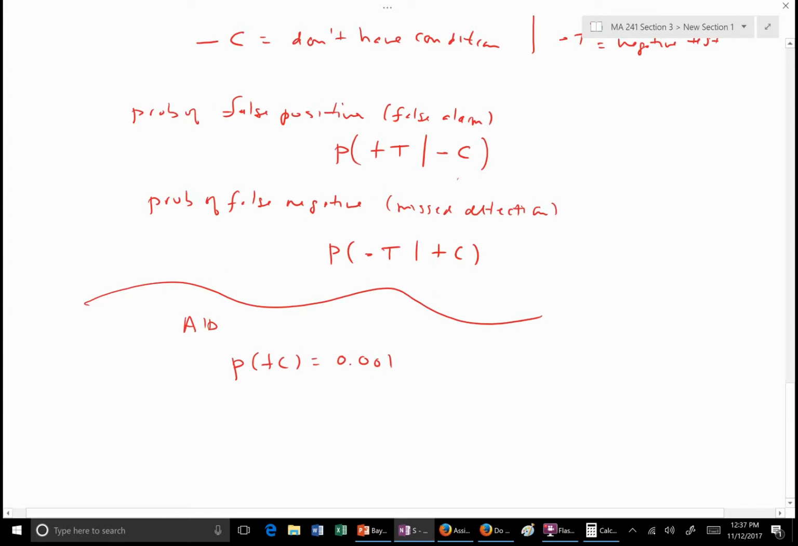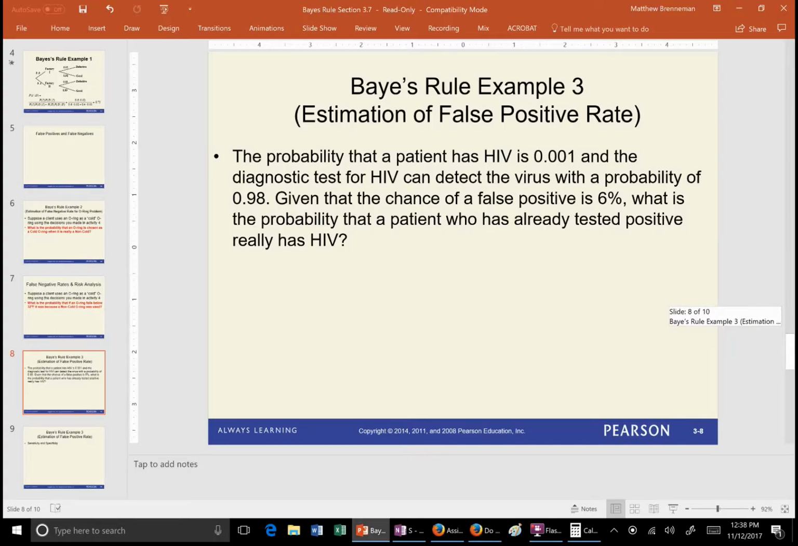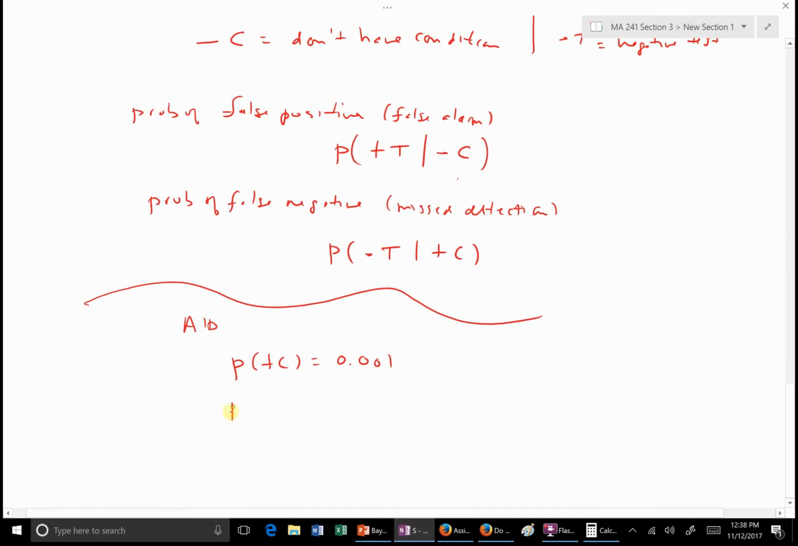Now, it goes on to say that the test can detect the virus with a probability of 0.98. So if we think about what that means for a second, it means that if the person has it, the probability it comes back with a positive test is 0.98. In other words, this is the probability of a true positive. The probability that if the virus is there, it detects it, in other words, it comes back with a positive test, is 0.98.